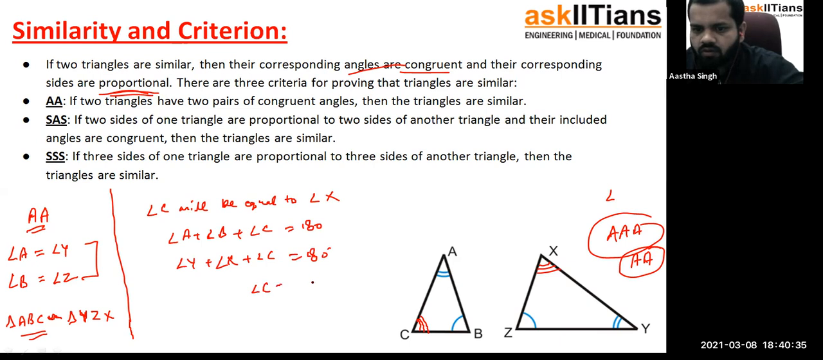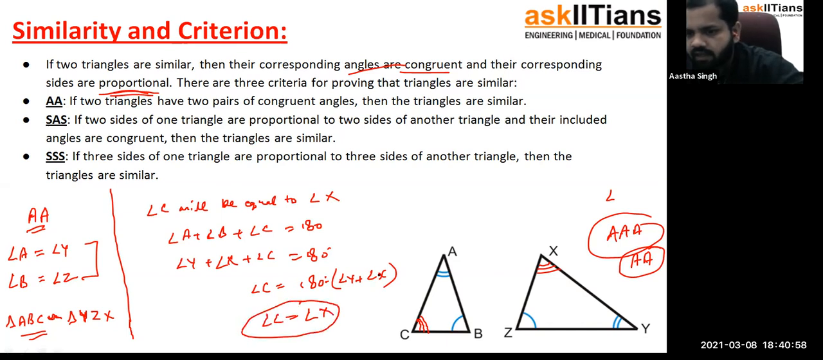So angle C will be equal to 180 degrees minus angle Y plus angle Z. And what is 180 degrees minus angle Y plus angle Z? That will be angle X. Angle C. It is written angle Z there, it should be angle X.